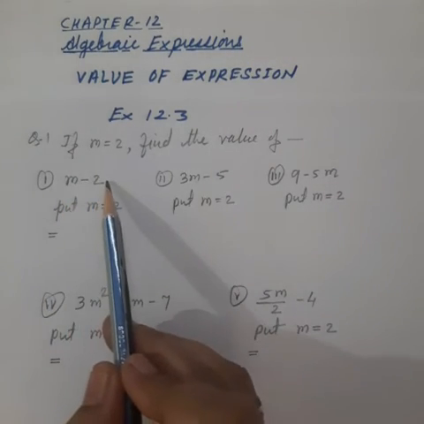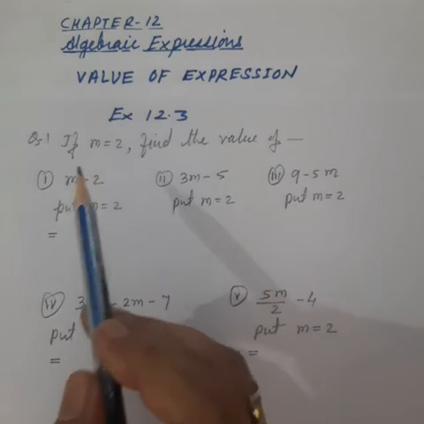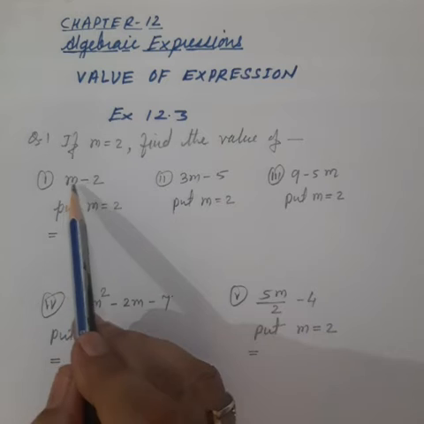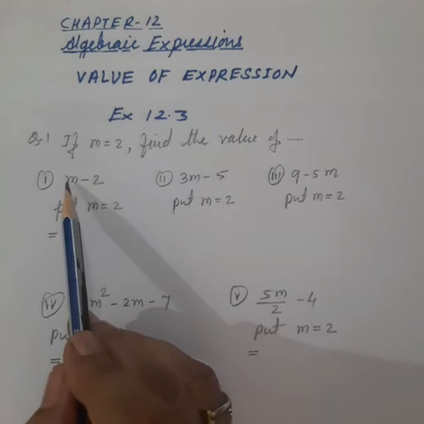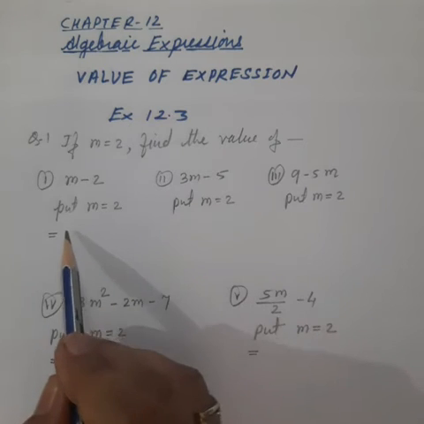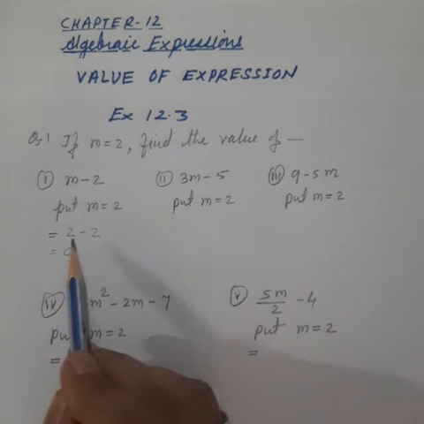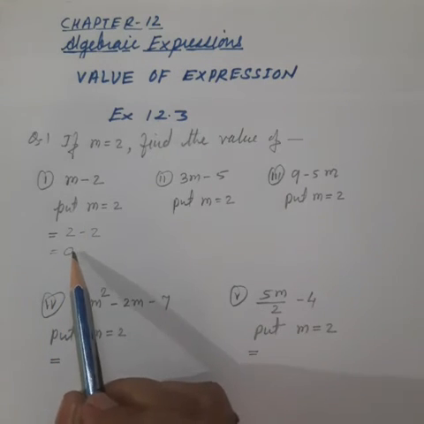First, m minus 2. The value of m is given. So, to find the value of the expression, at the place of variable m, we have to put 2. So, put 2 at the place of m. 2 minus 2. 2 minus 2 is 0. The value of the expression is 0.